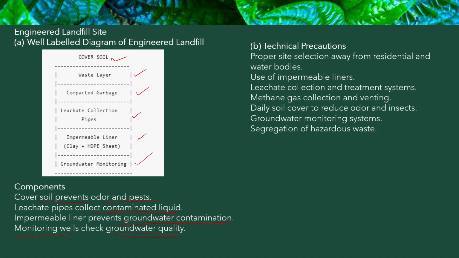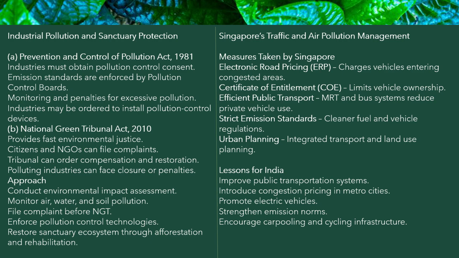Now, some technical precautions with respect to this is proper site selection. It should always be away from your residential area and any water bodies because that can be contaminated. Use of impermeable liners to prevent the groundwater contamination. Then methane gas collection and venting, daily soil cover to reduce odor and insects, very important. Groundwater monitoring system and segregation of hazardous waste.